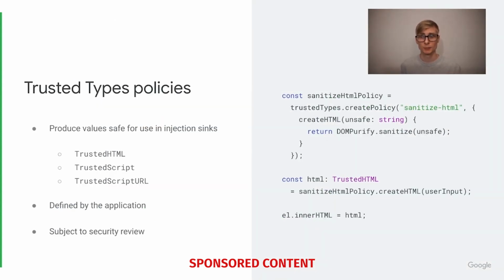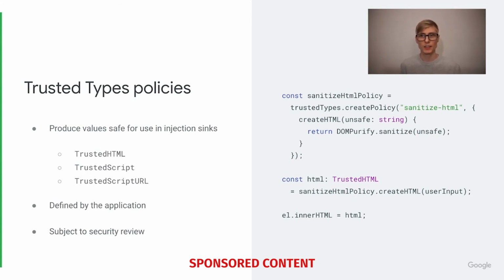As a last resort, trusted types provides a mechanism known as trusted types policies. These policies allow the application to produce values that are safe for use in specific injection sinks without causing a trusted types violation. Sinks require one of three different types of values depending on the nature of the sink. Either TrustedHTML, for example when assigning to innerHTML, TrustedScript, for example when calling eval, or TrustedScriptURL, for example when creating a worker. Policies are simple JavaScript objects defined by the application.